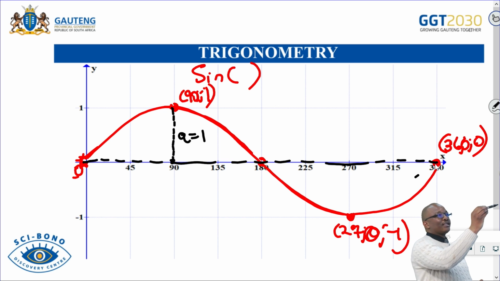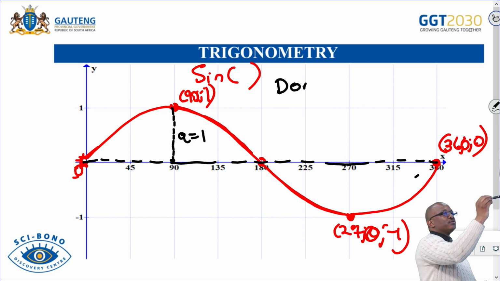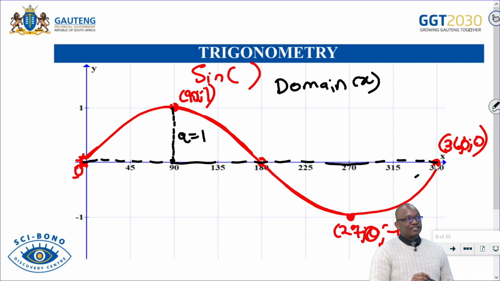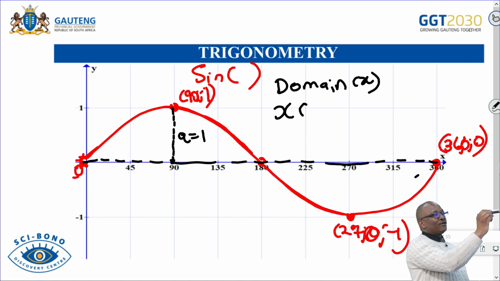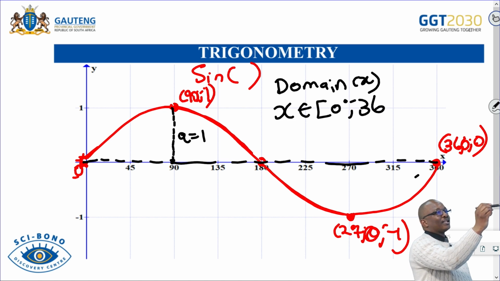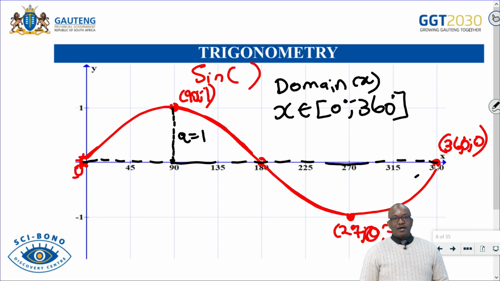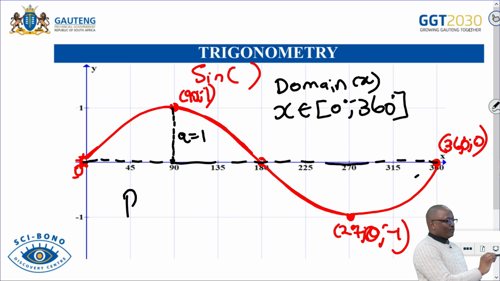Then they can also ask you to determine the domain. Remember, you're talking about x values. The domain is where the graph is defined. Our graph is defined from 0 to 360. That's where our graph is defined.